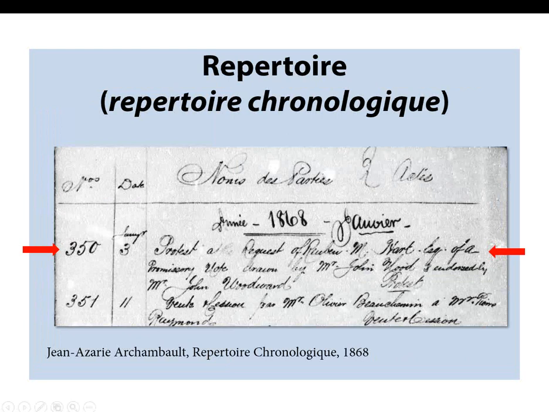And here's an example of a repertoire. This is the repertoire of Jean Azury Archambault, and it shows the abstract of the same record for Reuben Hart. Here we get a little bit more detail. We learned that the parties involved were Reuben Hart, John Wood, and John Woodward. We can see the same number, 350, off to the left here, and that it's recorded on 3 January 1868. Essentially, the index and the repertoire are just two different ways of looking at the notarial records: one by surname and then one chronologically.